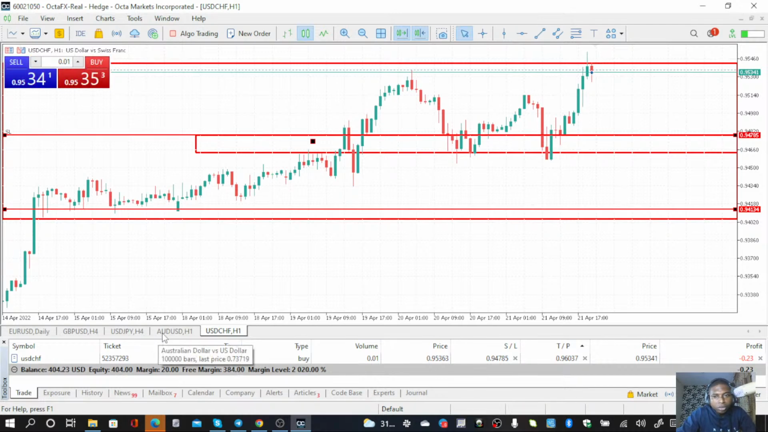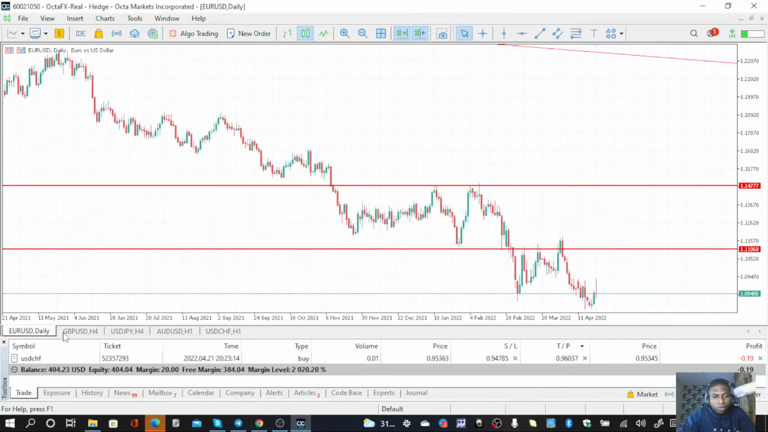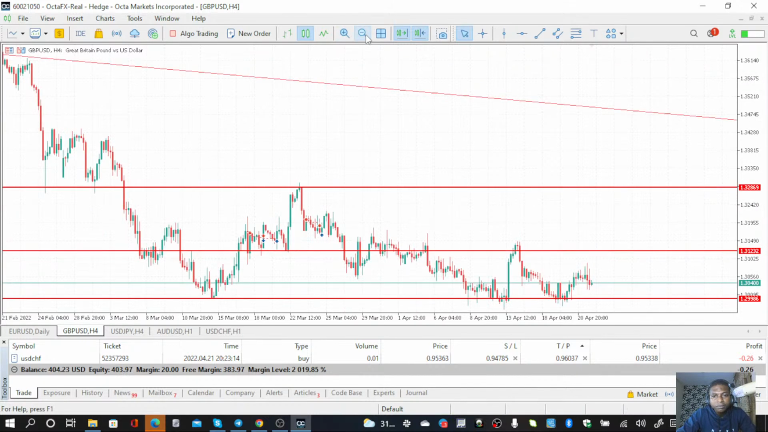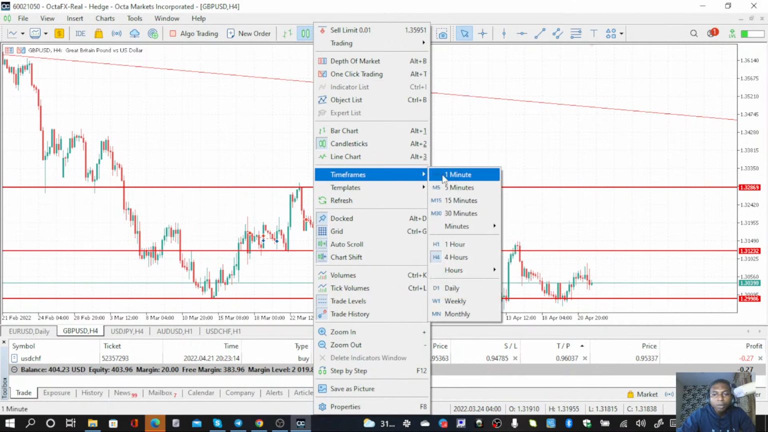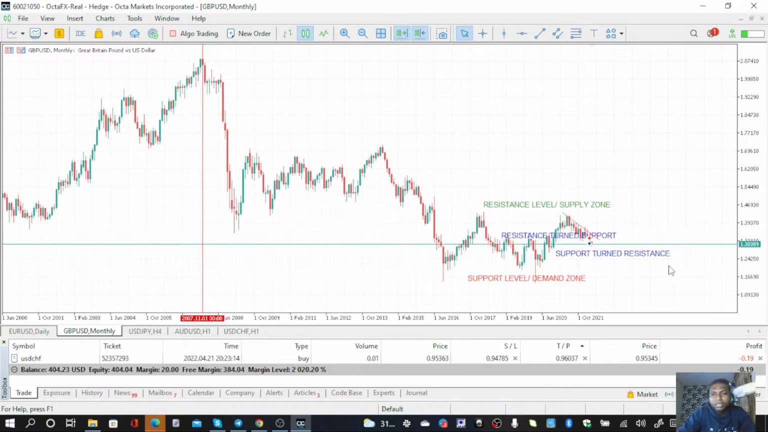Okay, so let's look at GBP USD. Okay, now let's start with the monthly time frame. So I think I've even done some. Let's make something clear here. Okay, good.